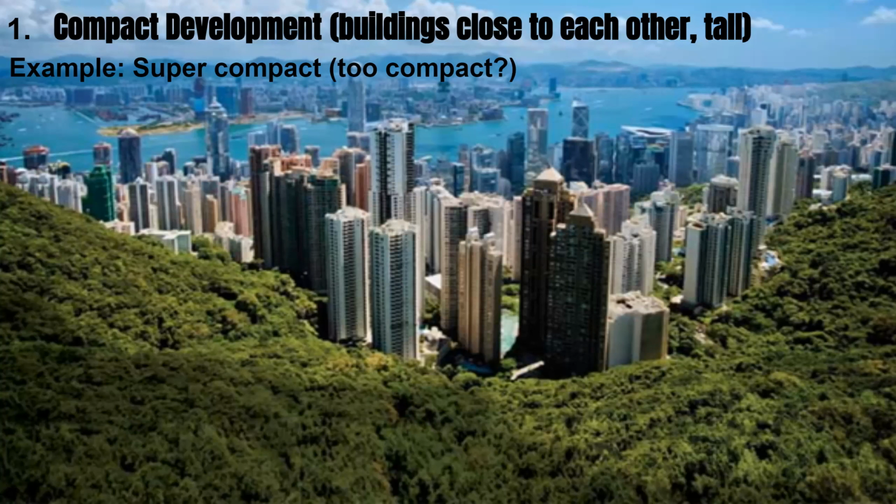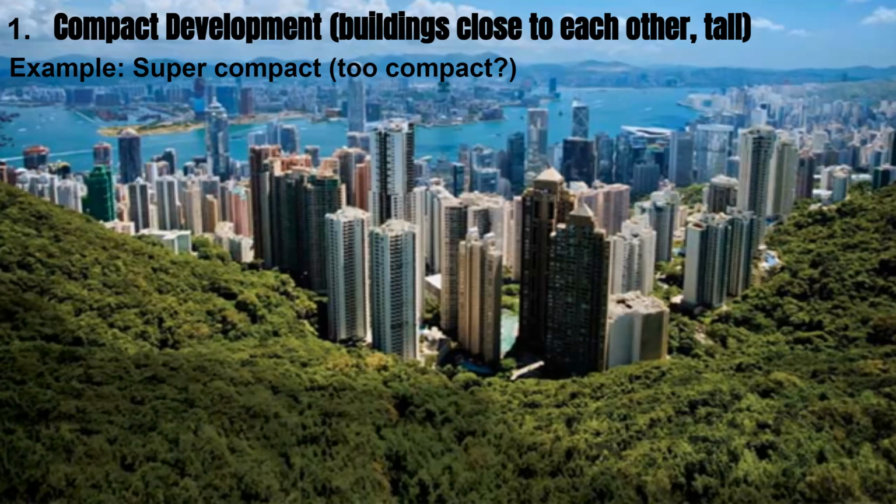So here's a super compact example, maybe too compact. Some people think this is great. Some people think it's too crowded, but this is actually very, very compact. It is good for the environment because it saves space. So of course you can see this mountainside is protected. It's still forested land because the city is compact.